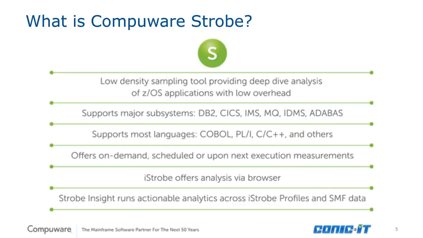So Strobe is a low-density sampling tool that is going to provide you with a deep dive analysis. ConicIT is going to identify that there is a situation occurring, and what Strobe is going to do is do a deep dive into where the problem is occurring to give you the information that you need to act on.